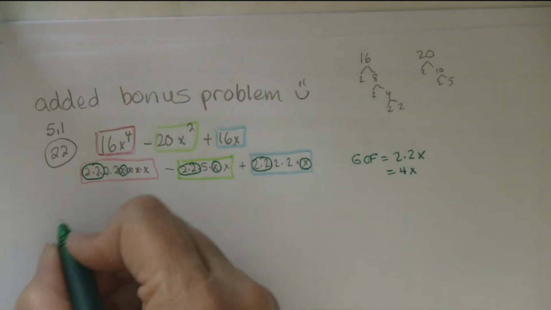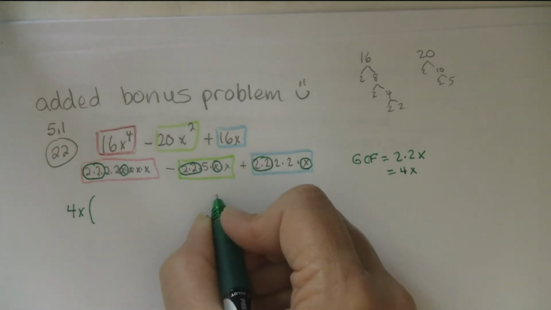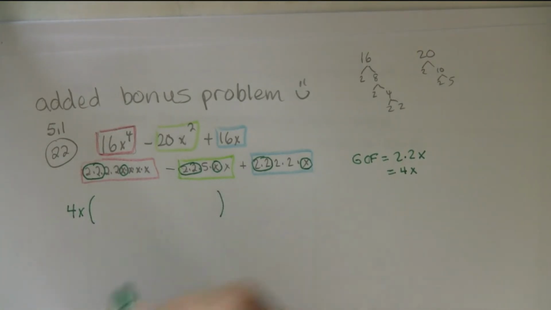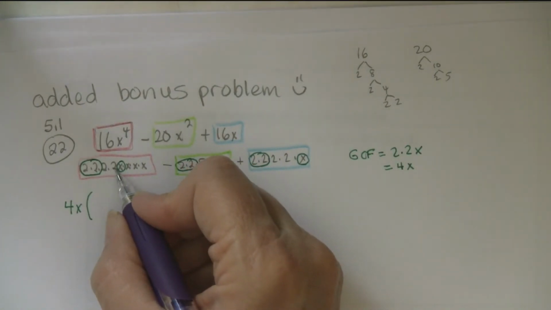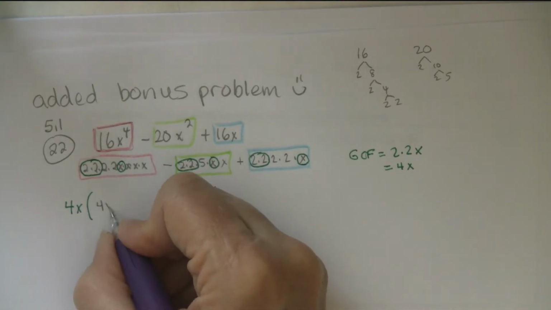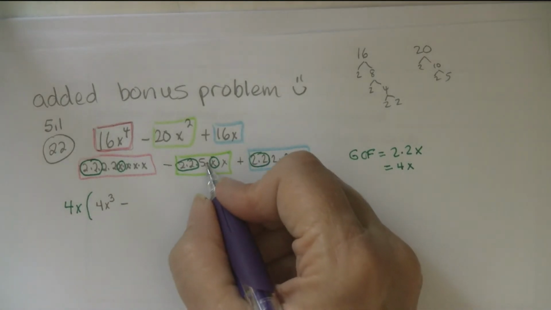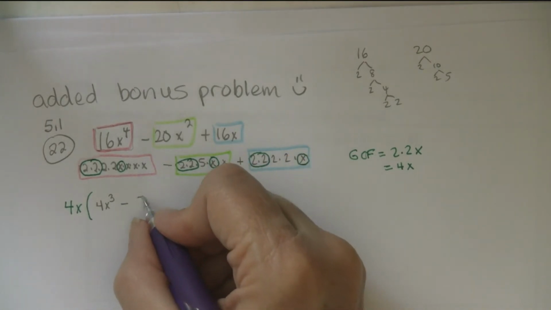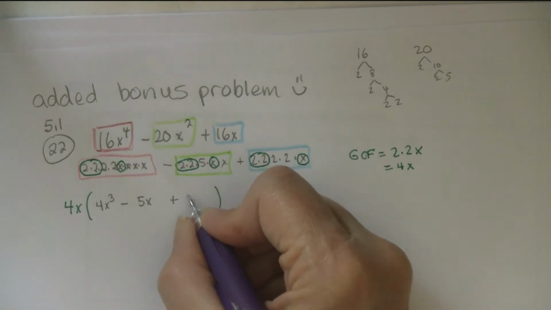And what you're going to do with the 4x is put it in the front. And then you're going to have room for a trinomial, and you're going to put in what you're missing. So 2 times 2 times x times x times x is 4x to the third. The sign, minus 5x. And 2 times 2 is 4, plus 4.